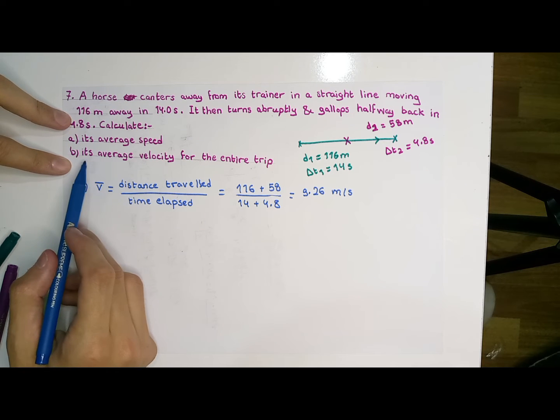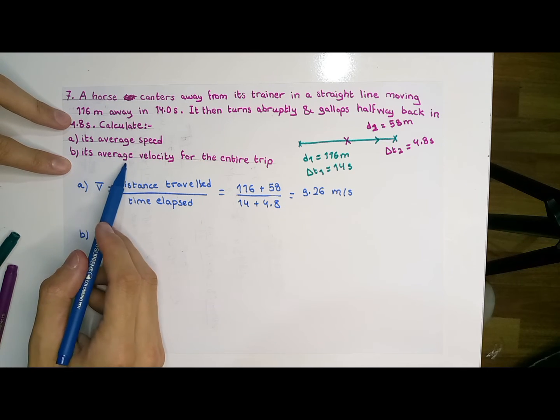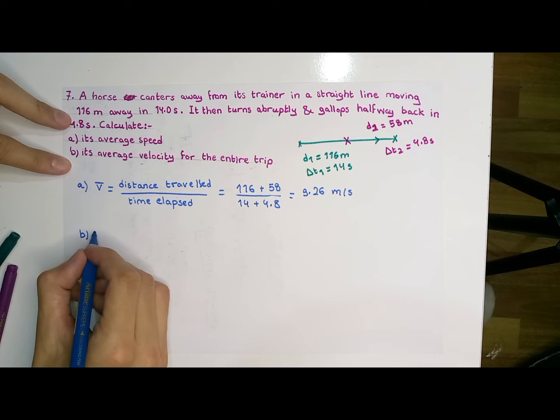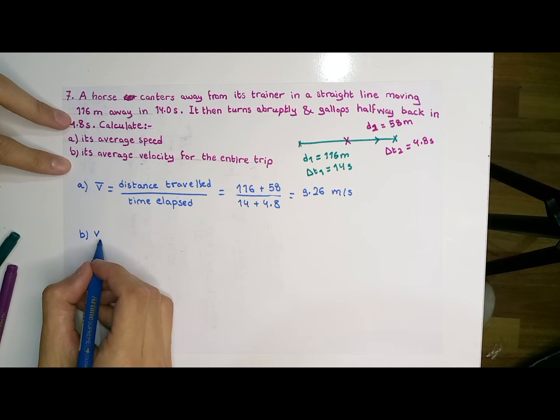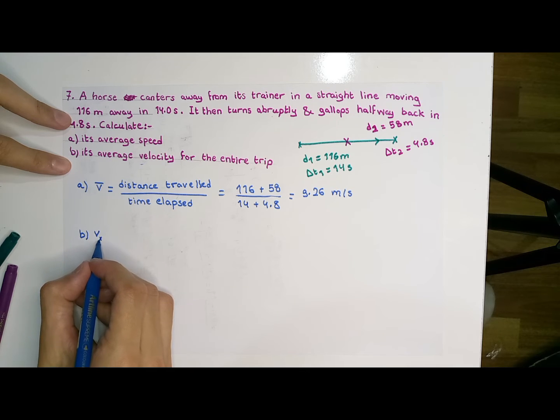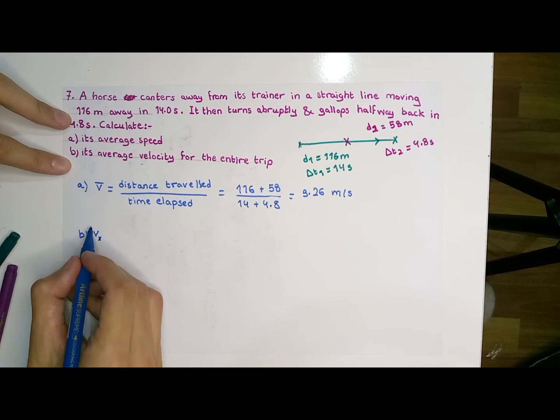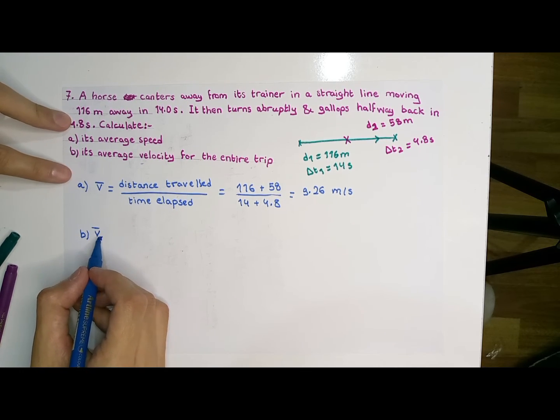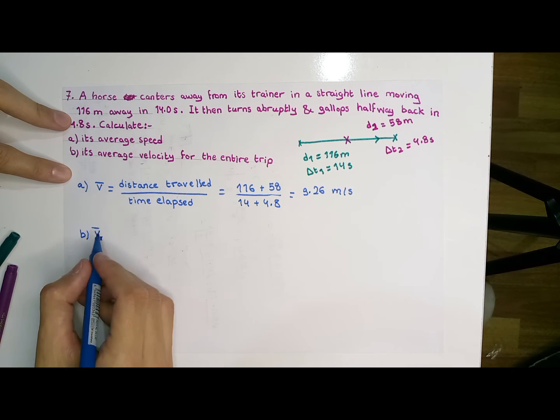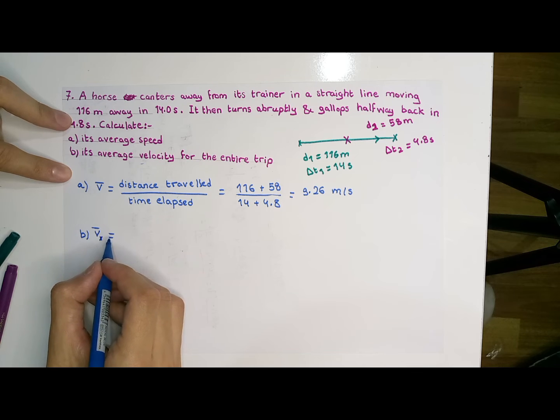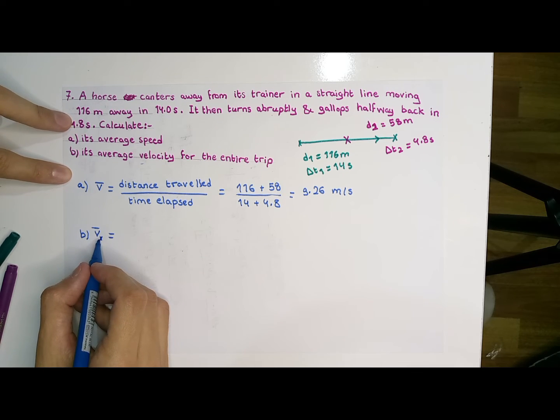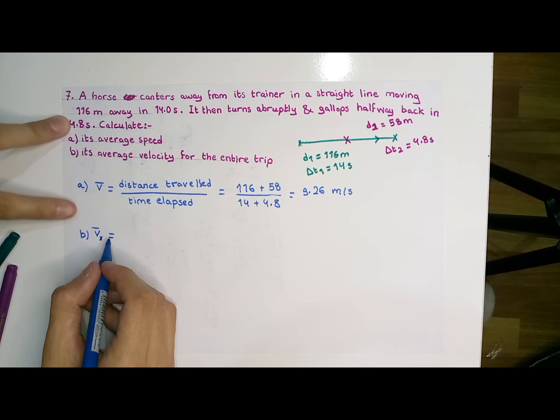B, we want to calculate the average velocity for the entire trip. I'm going to distinguish between the average velocity and the average speed by adding this x subscript to the velocity, indicating that in velocity we care about the direction of the motion.